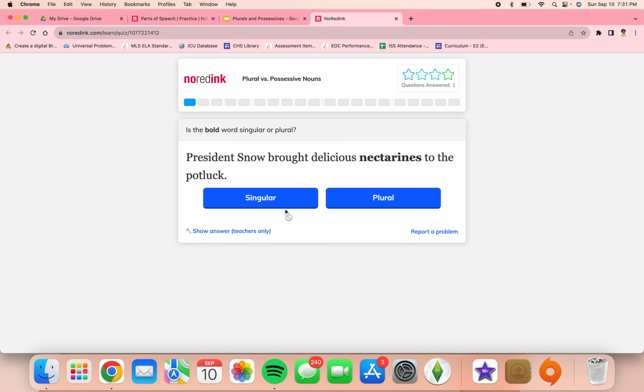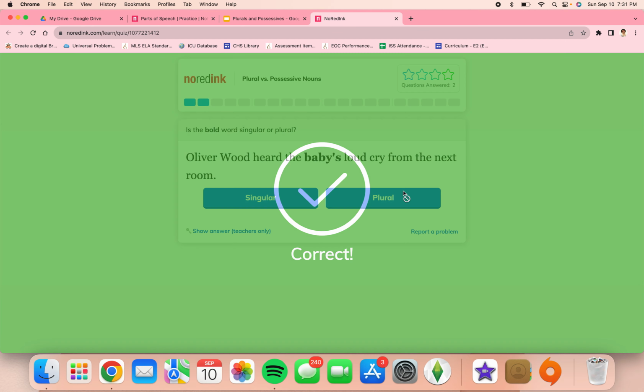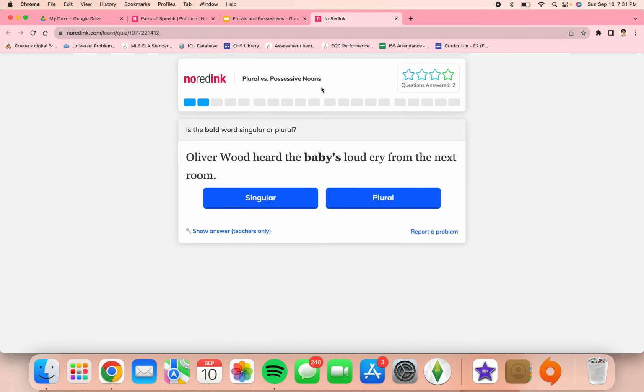Let's try another one. President Snow brought delicious nectarines to the potluck. Is there an apostrophe? No. If there is no apostrophe, that means it's plural. We've got this. We've got the hang of this. You guys can do it.